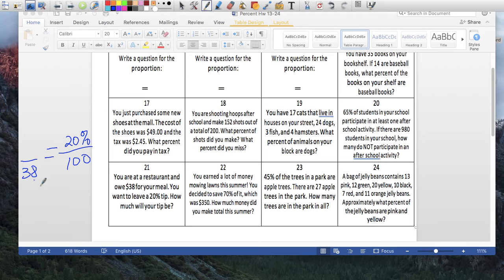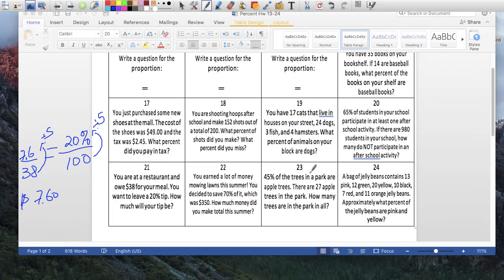So is there a relationship? No, but up and down there is. How does 100 become a 20? Divide by 5. So over here, we're going to divide by 5. And 38 divided by 5 is going to be 7.6. So if your bill comes out to $38, you're going to leave the waiter $7.60 as a tip. Okay, assuming all service was good.